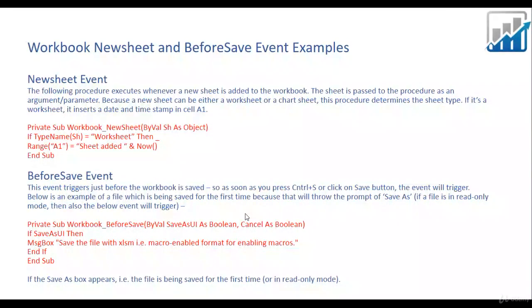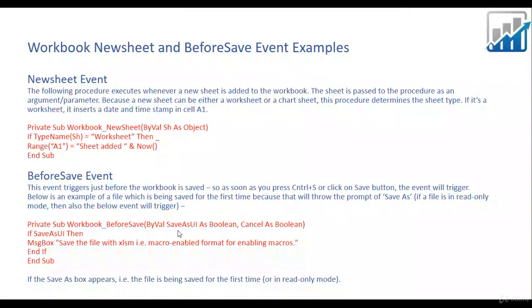Before save event, this event triggers just before the workbook is saved. So as soon as you press Ctrl plus S or click on the save button, the event will trigger. Now over here we've got an example where we are looking at whether the file is being saved for the first time or not. Because if the file is being saved for the first time, then it will throw the prompt of save as. Otherwise it will not throw any prompt, it will just save the file.